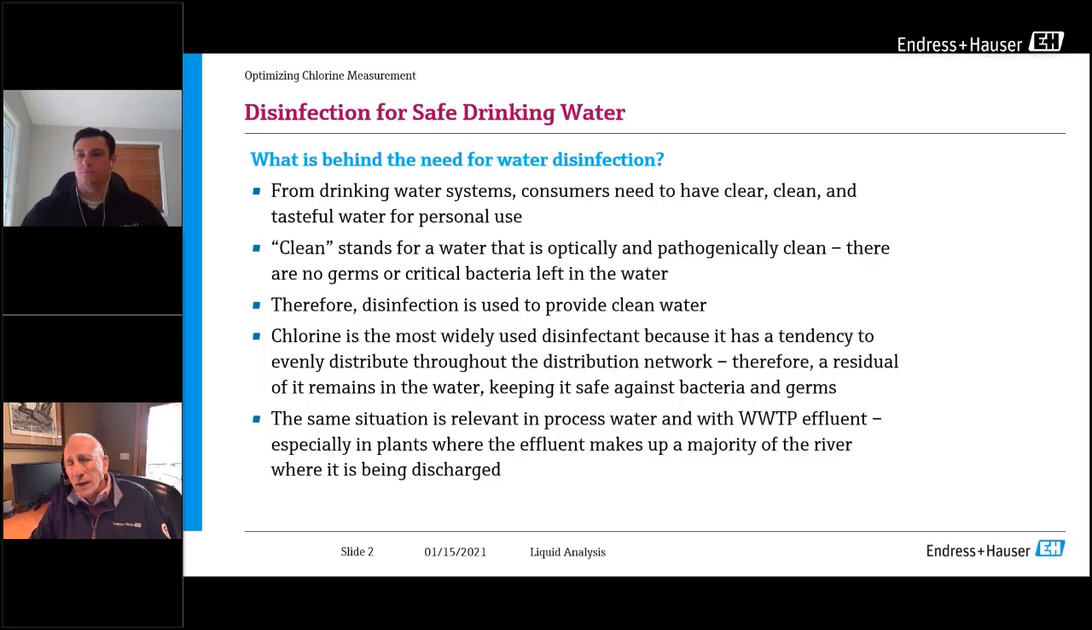We talk generally about disinfection at drinking water plants, but the same also is relevant in process operations, wastewater effluent. When wastewater treatment plants are dispensing wastewater out of the facility or effluent into the aquifer, they as well need to understand what the chlorine levels are and disinfection levels are, so that the water that they're discharging is safe to be able to put out into the aquifer. Next slide, Thomas.